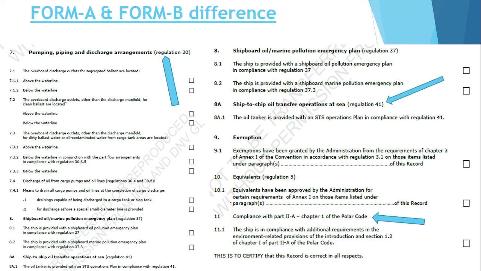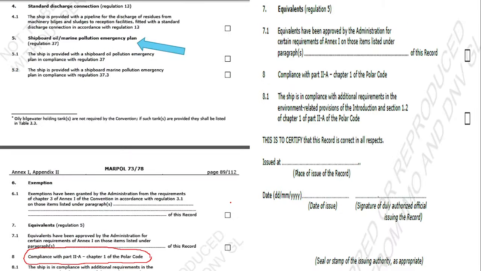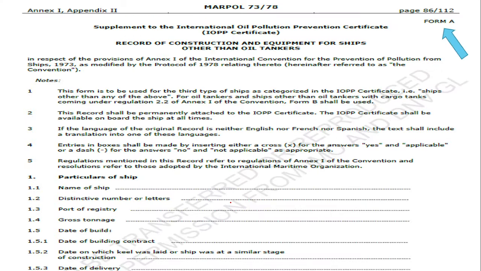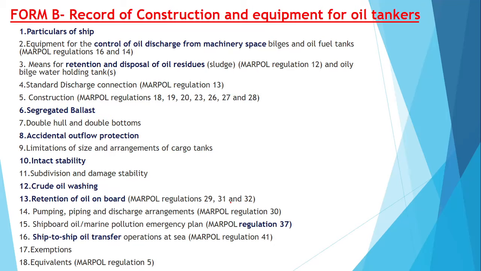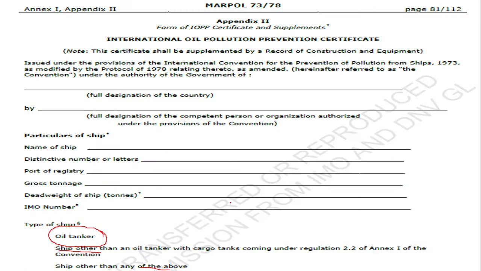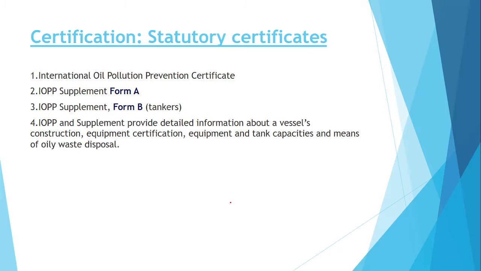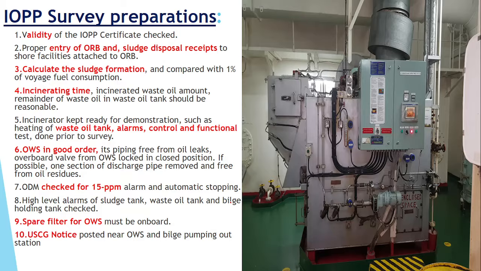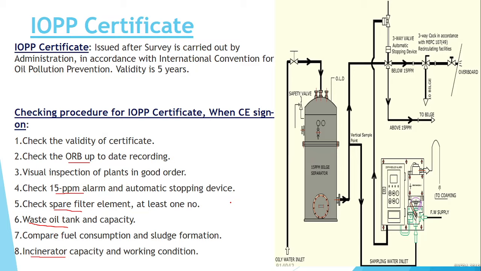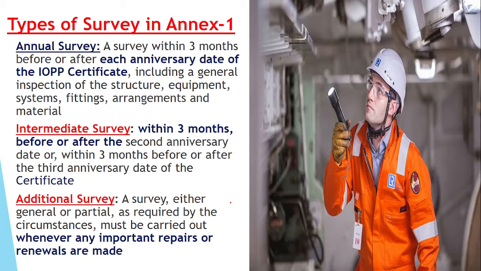So I hope after watching this video, you have gained an understanding of how the IOPP survey is carried out, what the contents of the IOPP survey are, what Form A and Form B are, what you need to talk about in the IOPP survey, and, as a chief engineer signing on, what things you will check.